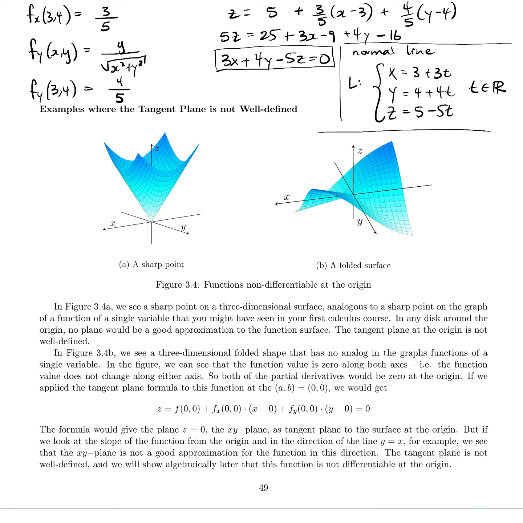How can we see this? If we look at the instantaneous rate of change of the function in the direction of, let's say, y equals x, look how it goes up steeply in that direction. It's flat here, yet really steep up in there. The xy plane, the plane z equals 0, is not a good match for the function in that direction. The tangent plane is not well defined in this case, and we will show algebraically later in the section that it is actually because this function is not differentiable at the origin.